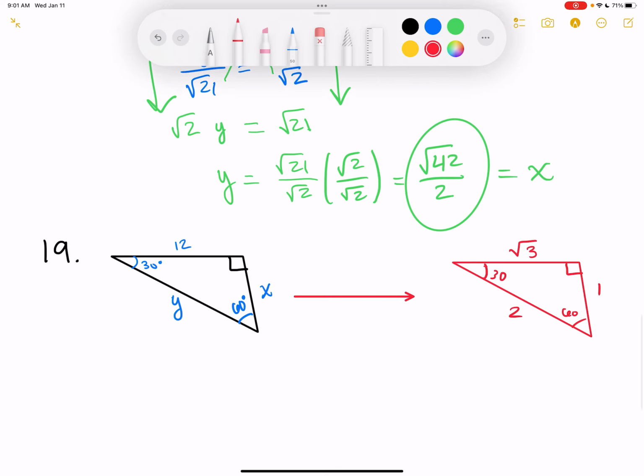So we're going to set up a comparison again to do this one. So I'm going to do 12 over y is equal to square root of 3 over 2. And it really doesn't matter as long as you're picking the same values from each triangle to pull from. It doesn't really matter which ones you pick.